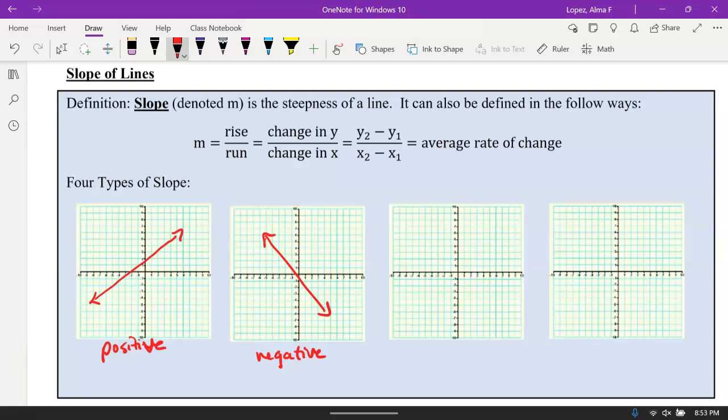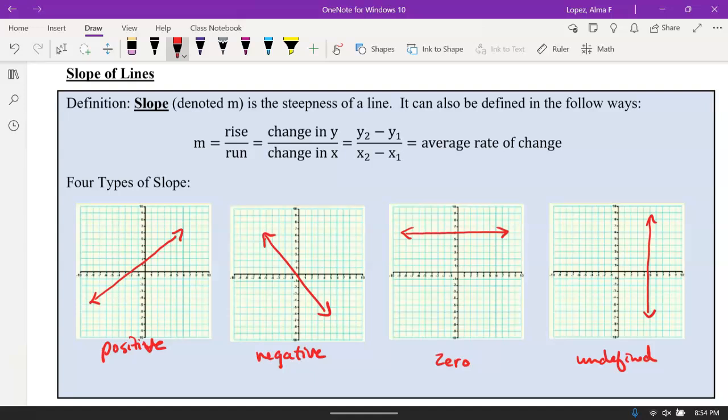So it's all about what it looks like as you're reading it from left to right, like an English sentence. If I'm reading it from left to right and it's going up, I associate up with positive. I associate going down from left to right, the way you read an English sentence, as negative slope. There are 2 special slopes as well. This is called a slope of 0. And this is called a slope of undefined. Those are the 4 types of slopes that we're going to see.